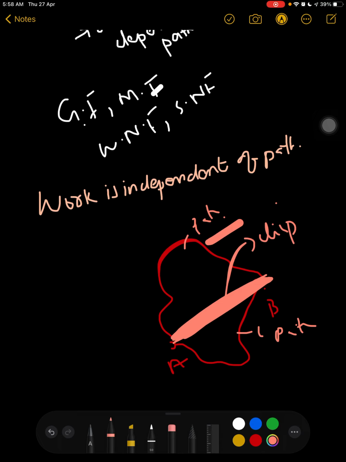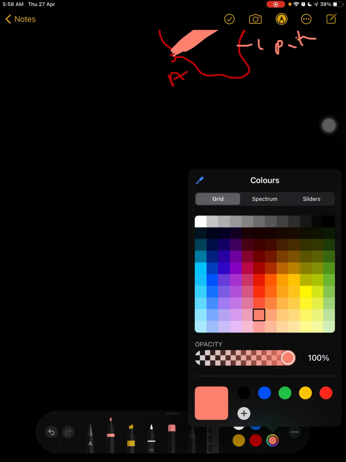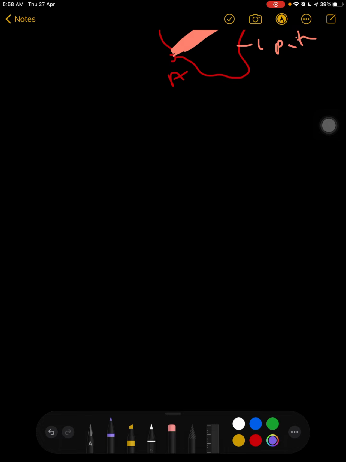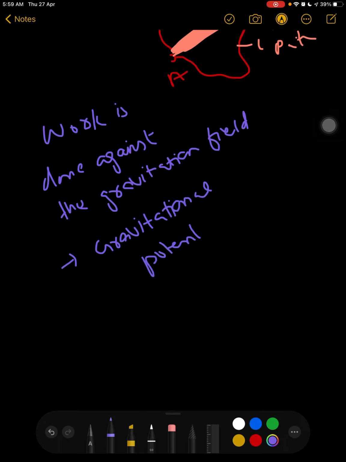Then let's move towards the next point. If work is done against the gravitational field, that is known as gravitational potential energy, right?